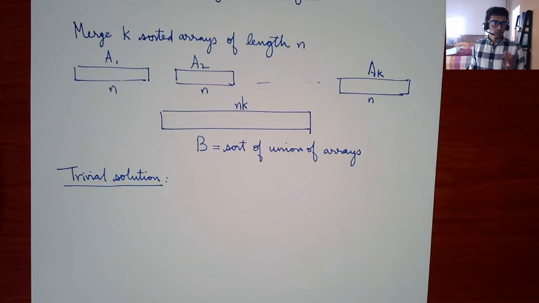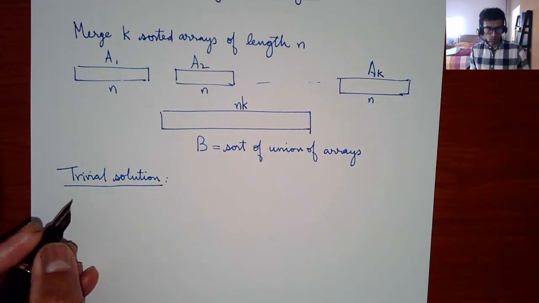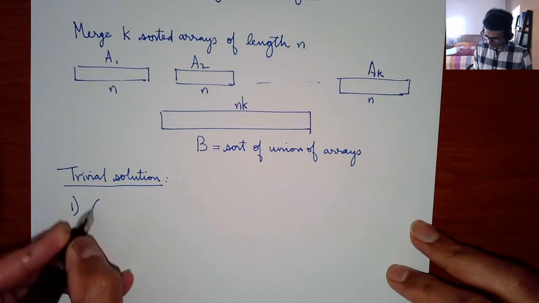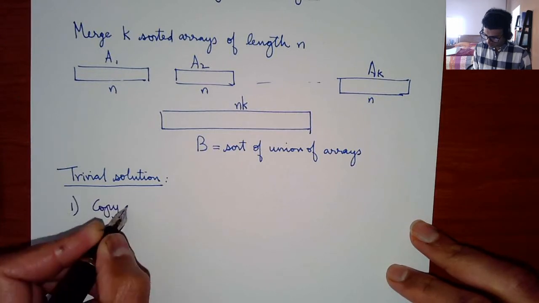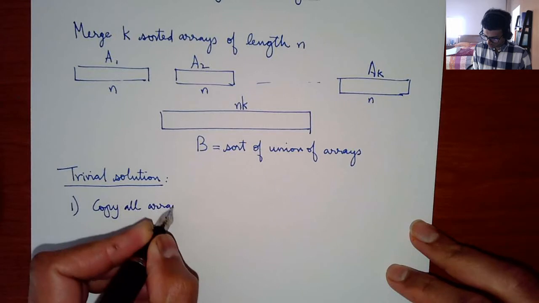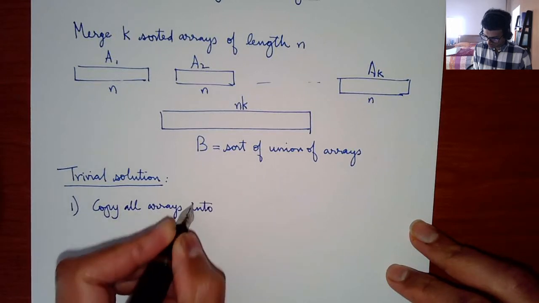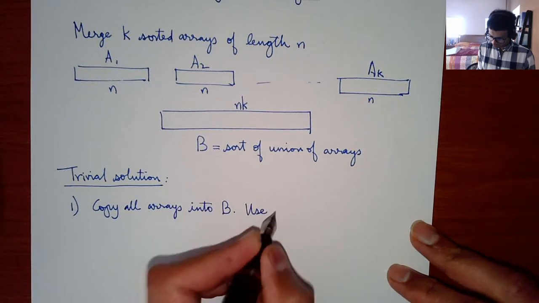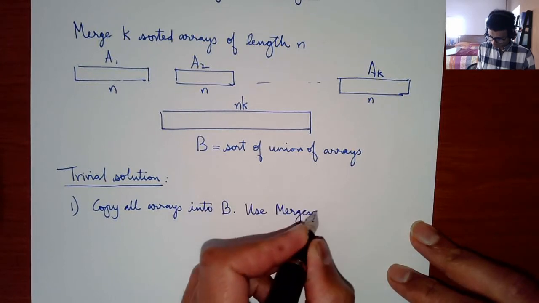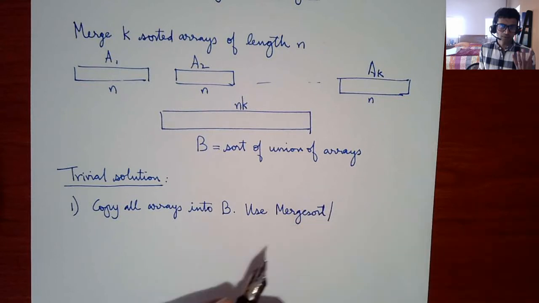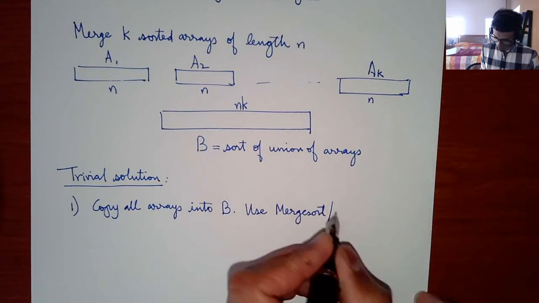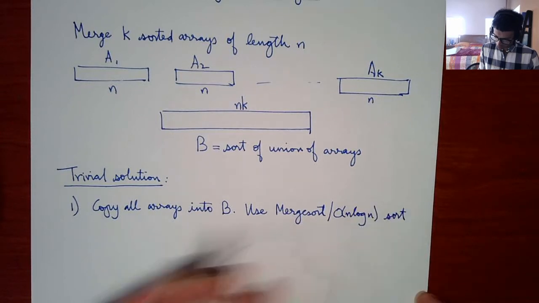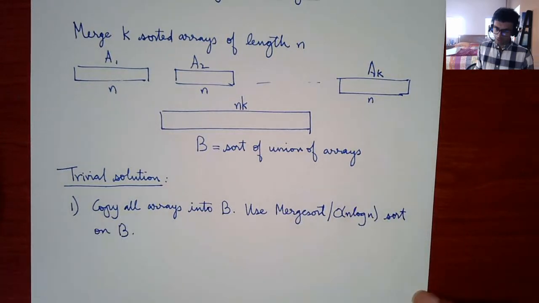So let's go over these trivial solutions. I'll do mine first, and then I'll do the one that is suggested. So the first is: copy all the arrays into B, use merge sort or whatever n log n sorting algorithm you want, or any O of n log n sort, on B. So what is the running time?